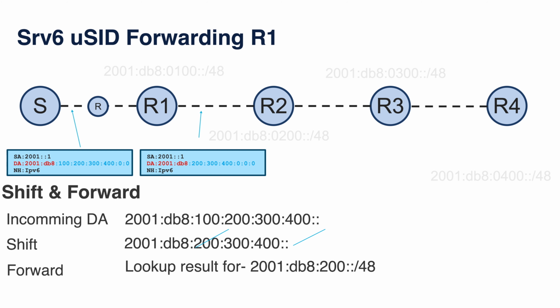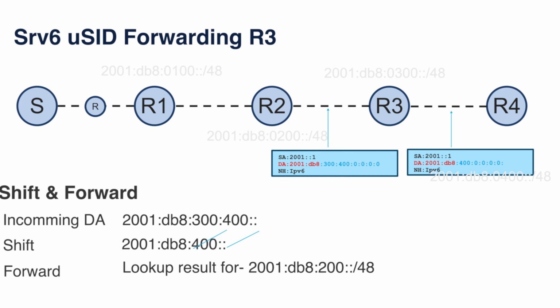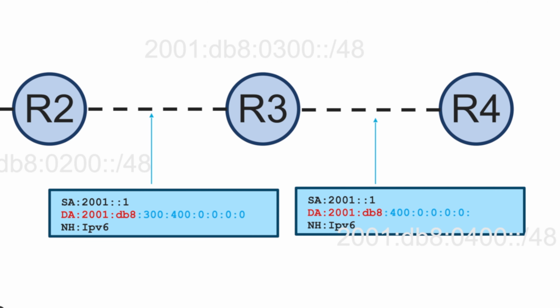Then the packet is routed towards router 2. Routers between 1 and 2 do not need to understand SRv6 at all. They do just simple IPv6 routing. Then router 2 performs again just shift and forward, and the packet with a new destination goes to router 3. Shift and forward again, and router 4 sees 16 bits of 0 behind its router ID, which means end of the carrier.